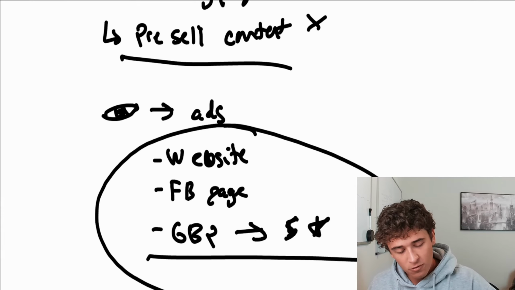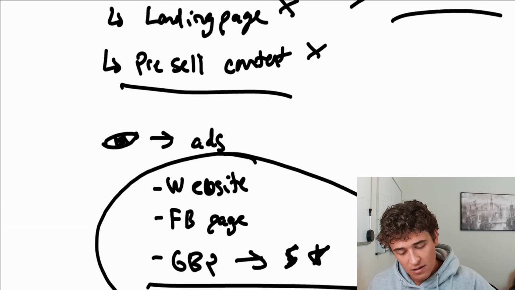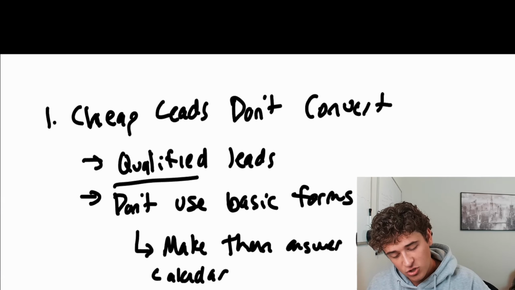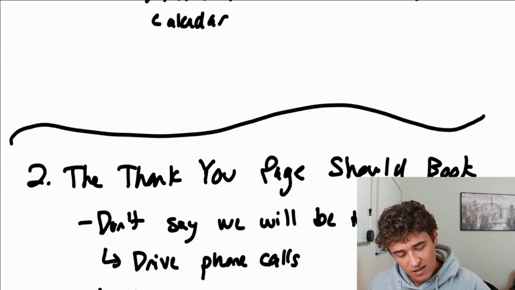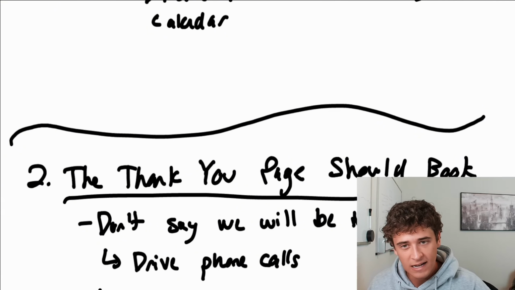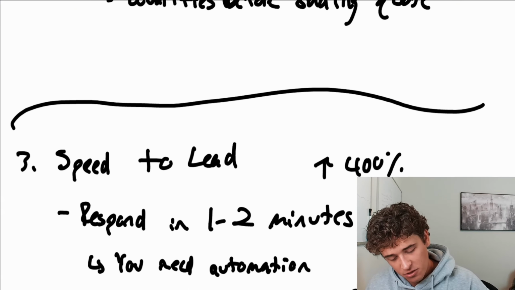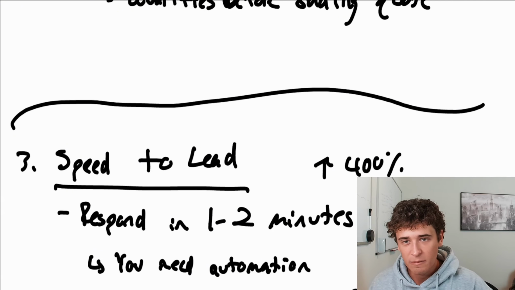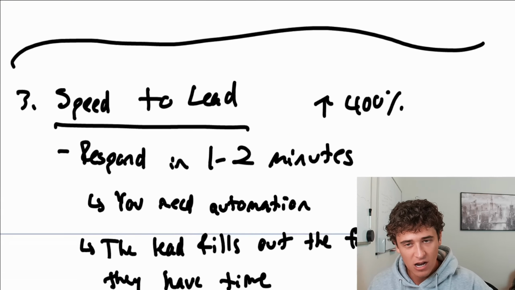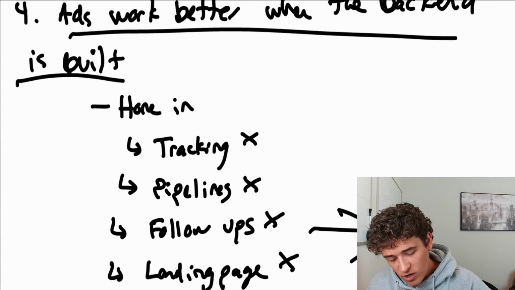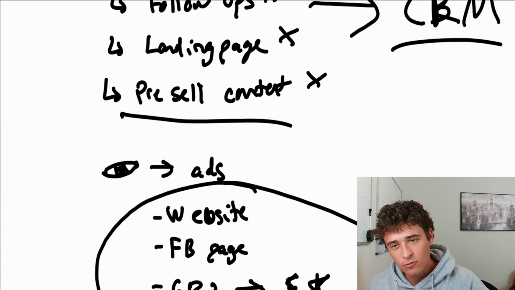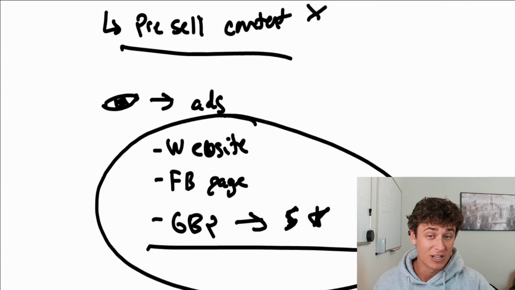So I hope all 4 of these things make sense. In brief summary, we'll run through it. The first thing is cheap leads don't convert. So don't focus on a lower cost per lead, focus on high qualified leads. The second thing is make sure your thank you page is ready to actually book people into your calendar. The third thing is speed to lead. You need some sort of CRM and immediately be calling them, have the automations in place. And then the fourth thing is going to be that back-end structure. So you need to have the tracking down, the pipelines down, the follow-ups down, and of course you need to have your business looking legit online. If you do all 4 of these things, you will crush with your ads.